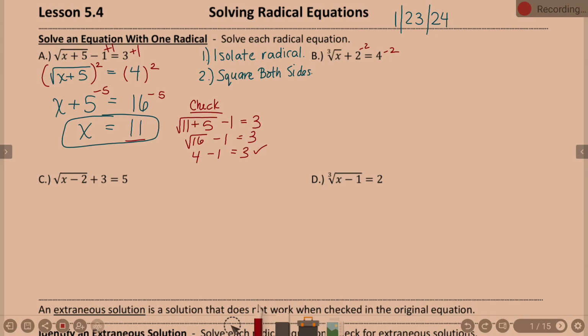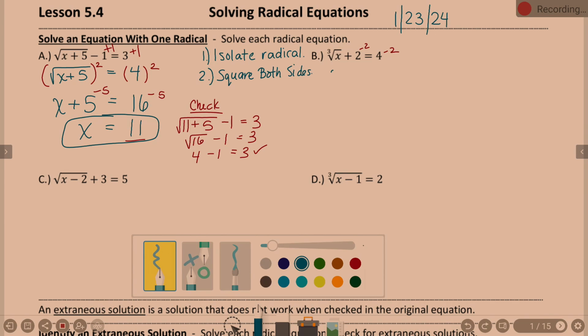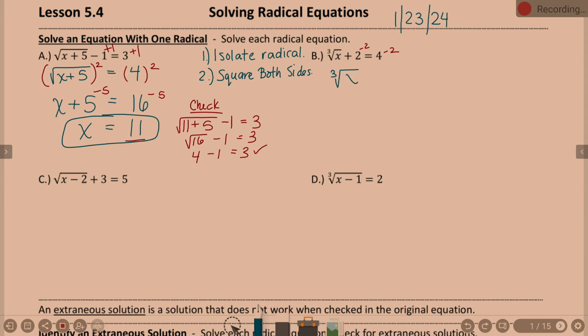Okay, so our job is to get the radical by itself. So we're going to keep the cube root of x as is. 2 minus 2 will cancel, and we're going to be left with 4 minus 2, which is 2. So that's kind of step 1: isolate that radical. Now what? I have cube root of x equals 2.